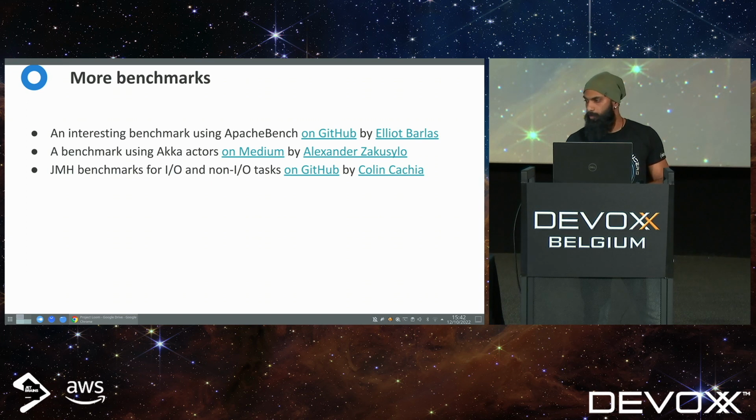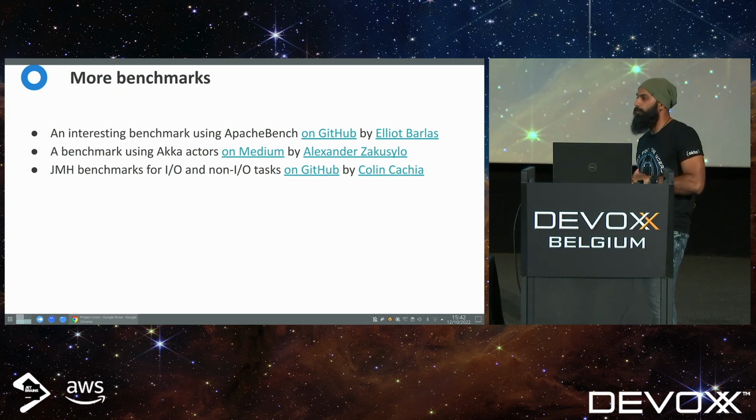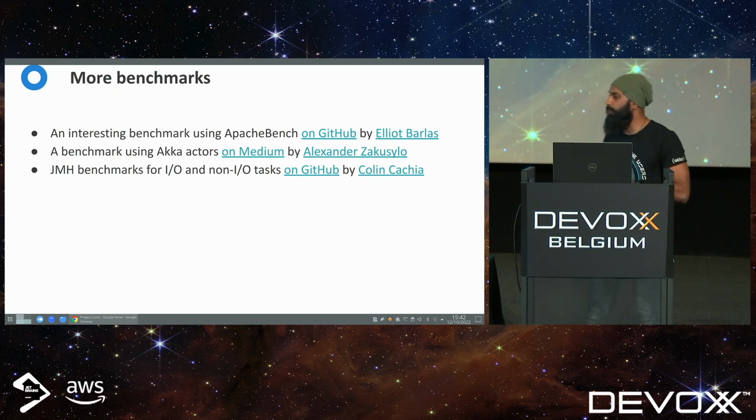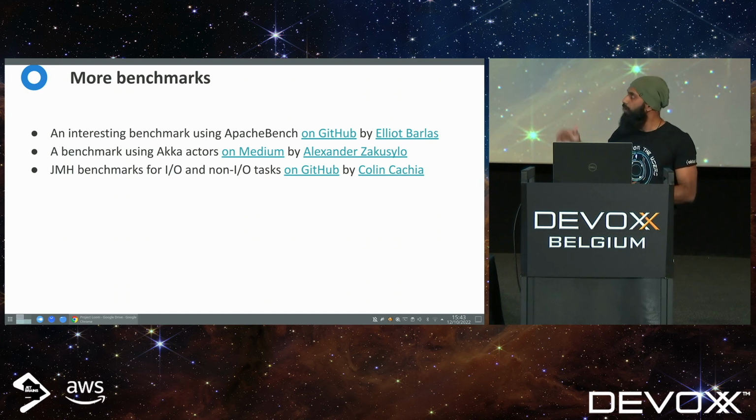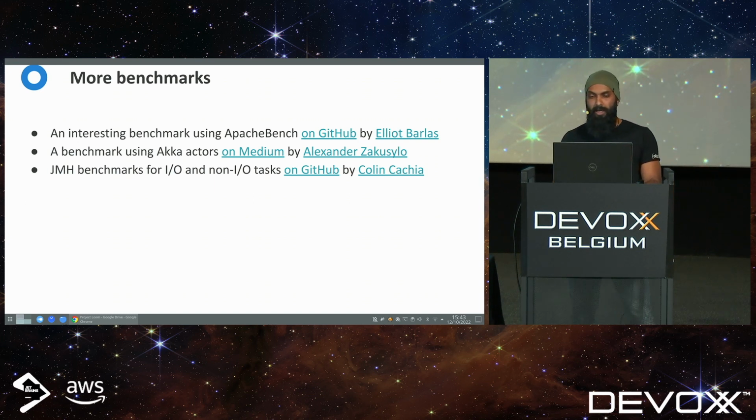Again, this is a very simple benchmark. There are a few other benchmarks that I found which do more realistic use case testing. There is one using Apache Bench, and one using Akka actors to test the throughput. And there was another one testing the performance of IO and non-IO tasks, like doing web requests, doing file access, and stuff like that. So if you're interested, check them out. But the short story is that you will find that virtual threads are outperforming platform threads by a huge margin in any of the benchmarks. I don't think you will find any benchmarks where this is not the case.